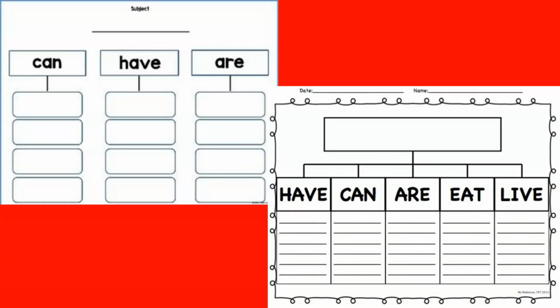Another form of a KWL is a can-have-are chart. And then the second graphic organizer is expanded even more. Have, can, are, eat, and live.